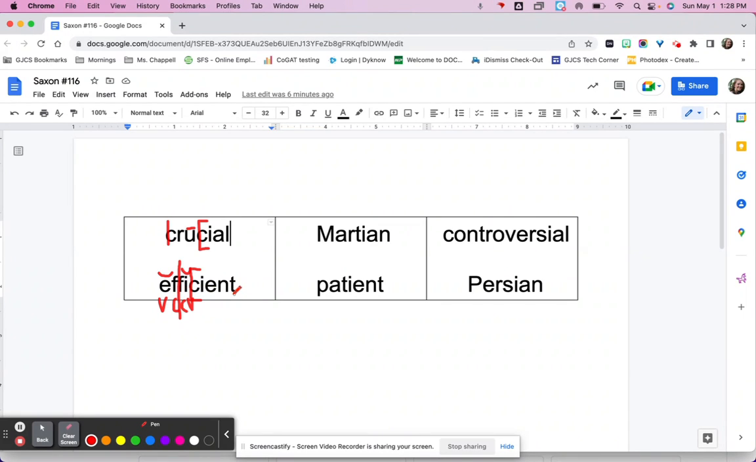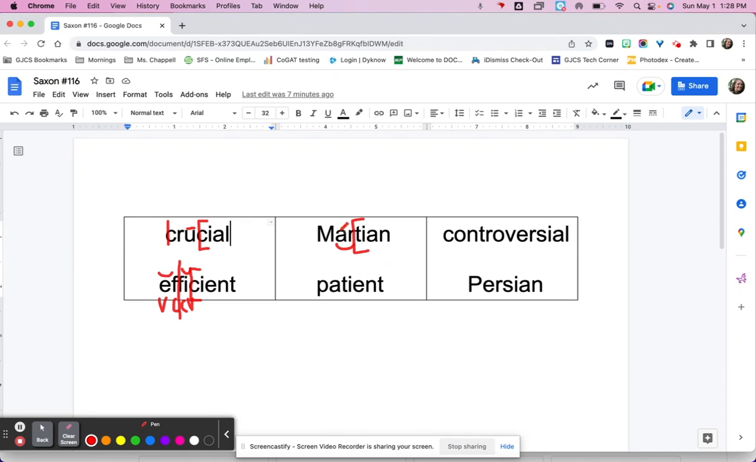Efficient. That is our word, efficient. Okay, let's go on over here to this word. Let's go ahead and divide into our final stable syllable. So T-I-A-N is our final stable syllable. And we do have an R-controlled vowel here, A-R.